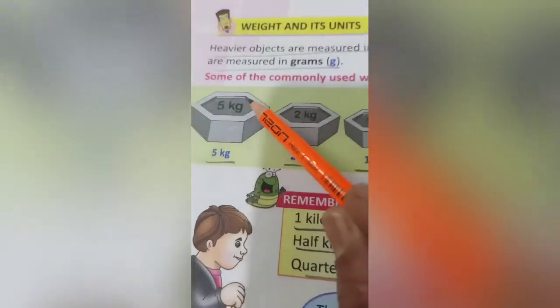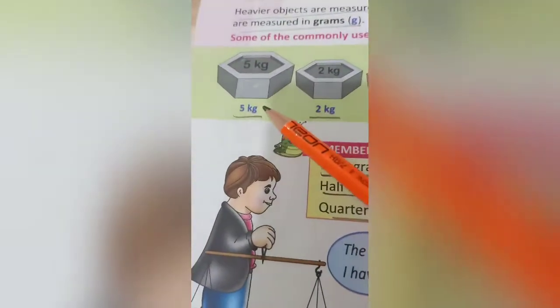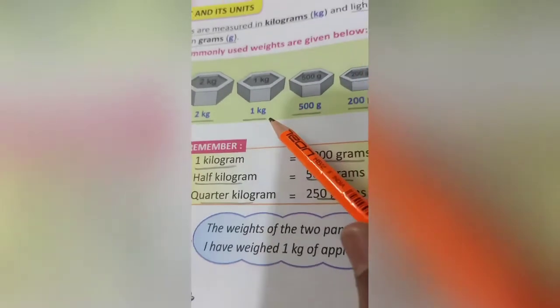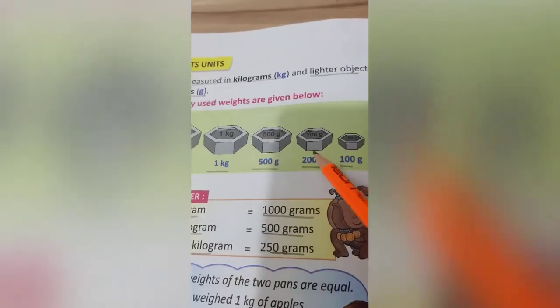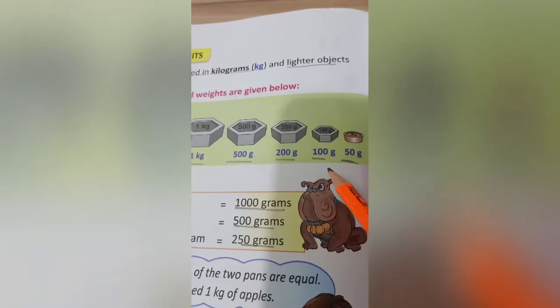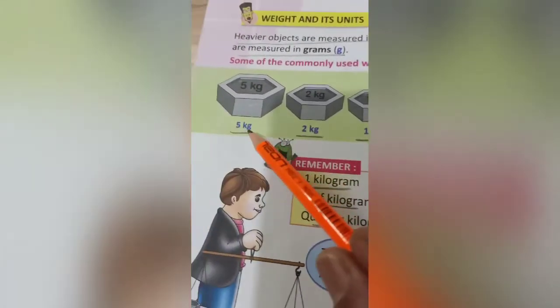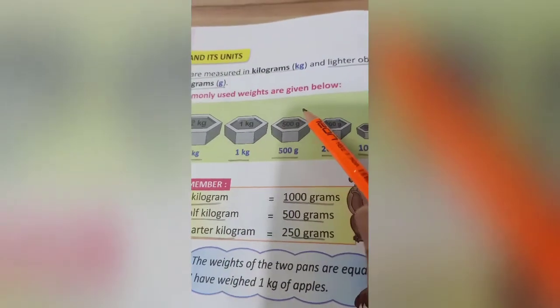Okay. Some of the commonly used weights are given below. This is 5 kg, this is 2 kg, 1 kg, 500 gram, 200 gram, 100 gram and 50 gram. Okay. So these are commonly used weights.